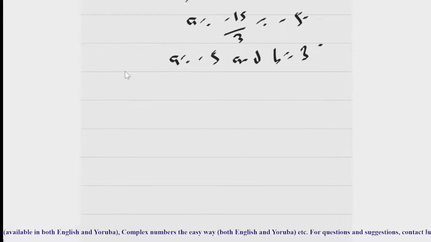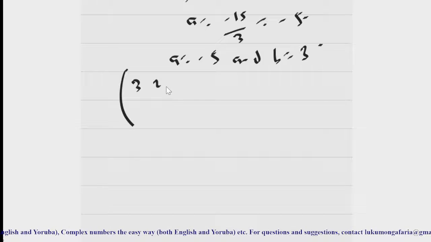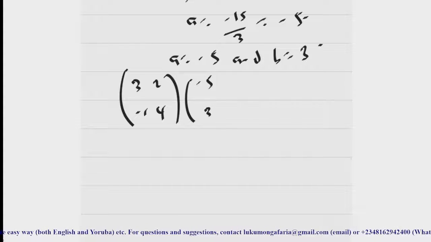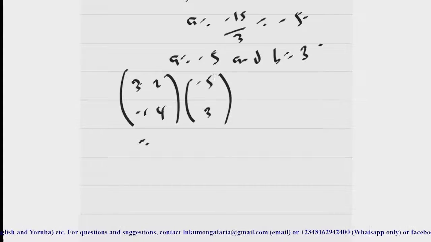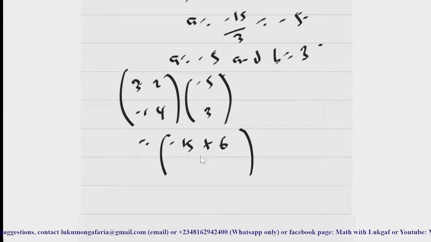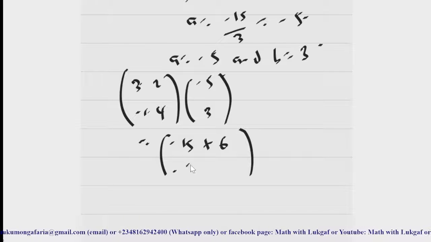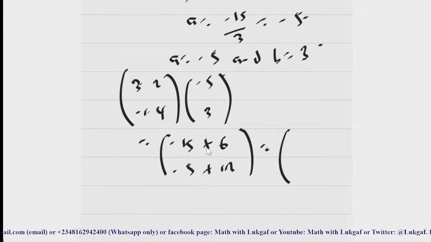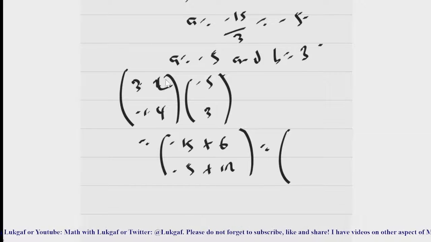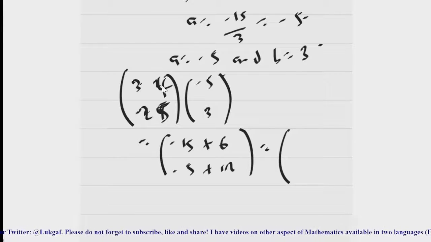Can we try it? So I have this matrix 3, 4, minus 2, 5, and your A is minus 5, 3. Yeah, let us multiply. Hope I'm not making a mistake. Oh, sorry, I was copying the wrong question.